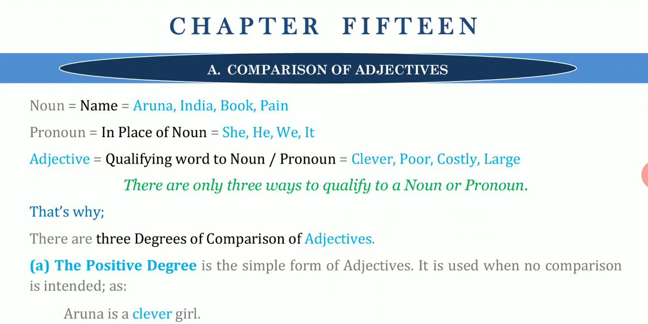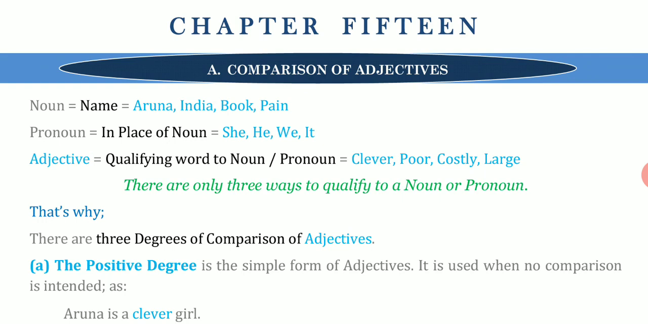This is chapter 15 of our Total English book. Before starting this chapter, you must know about noun. Noun is the name of a person, place or thing, and pronoun. Pronoun is a word which is used in place of a noun, as she, he, we, it, and so on. Adjective means a qualifying word to a noun or pronoun, as clever, poor, costly, large, and so on.